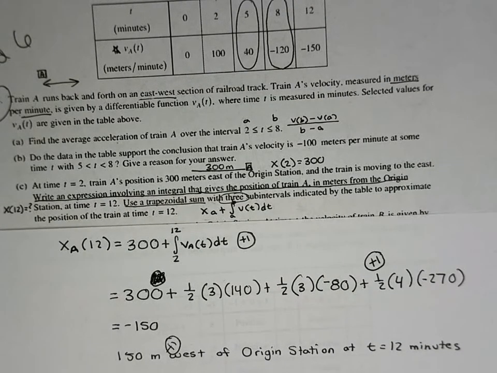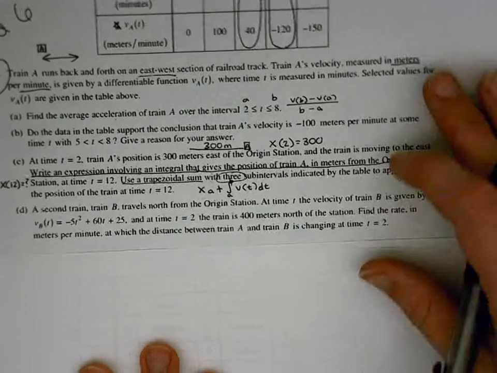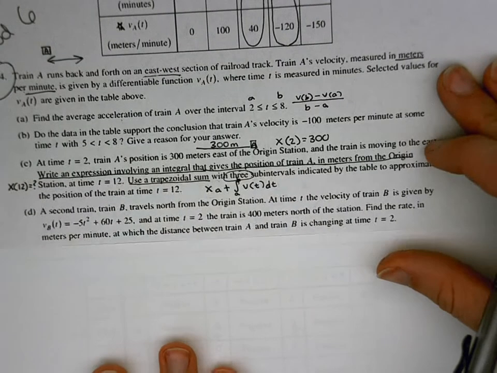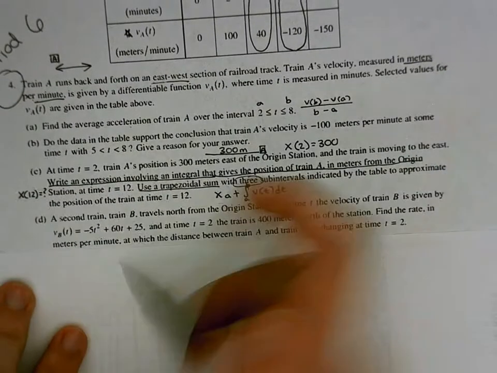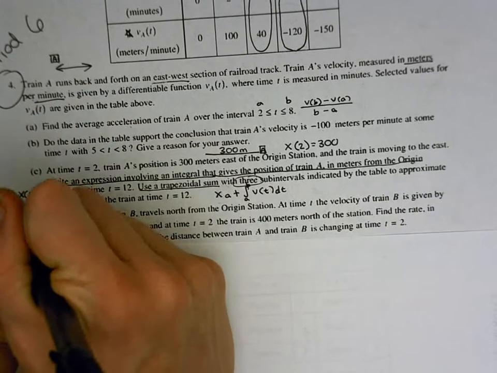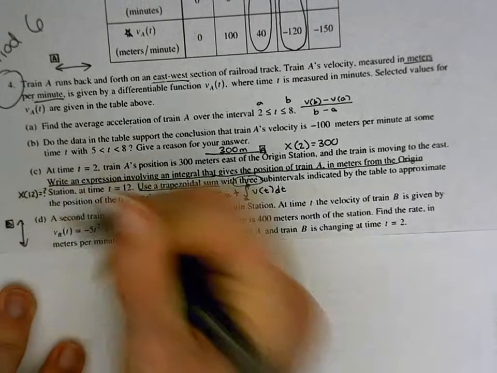Okay, and then part D here. Part D, we are told that there is this second train, B, that travels north from the origin station, right? So I'm already thinking here, just like I drew my little train A up here, train B, it's going north here. Go ahead and put a little B in there.